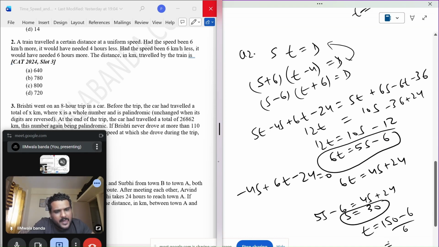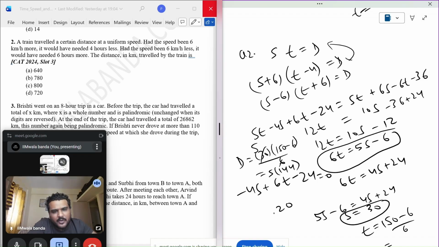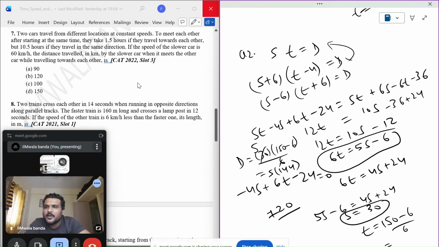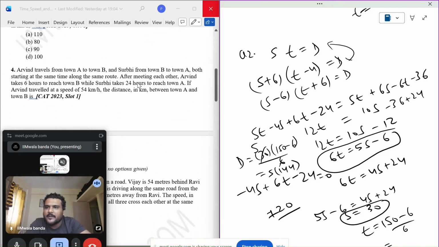Now I need to find distance. Distance is speed times time, so 30 into (150 minus 6) upon 6. 6 5s are 30, 5 into 144. 5 4s are 20, 22, 5 5s are 25, 5 7s are 35, so 720. The answer is D.